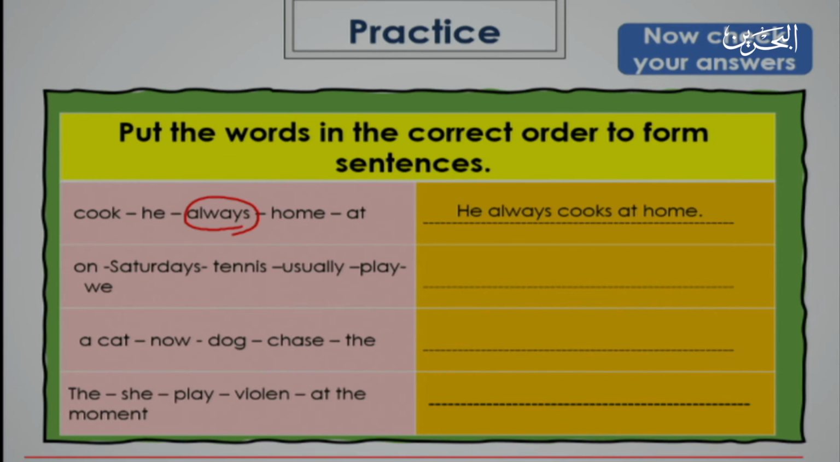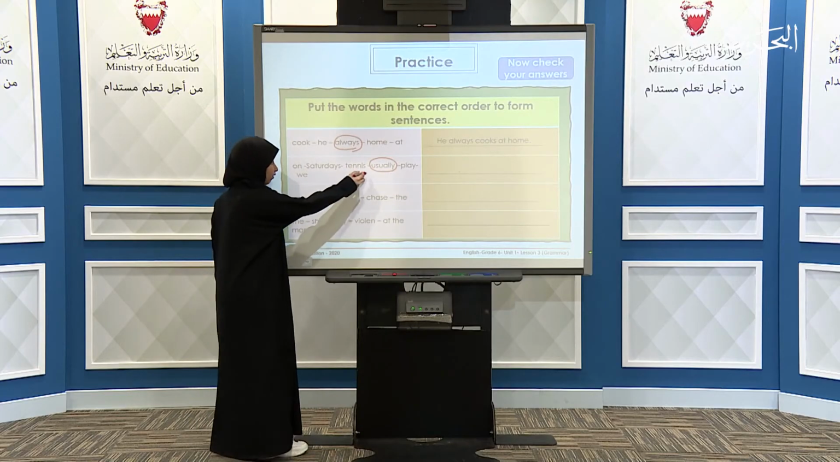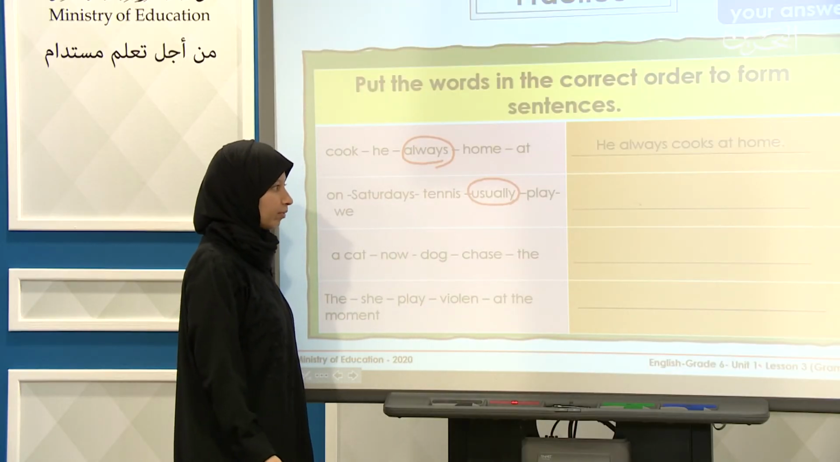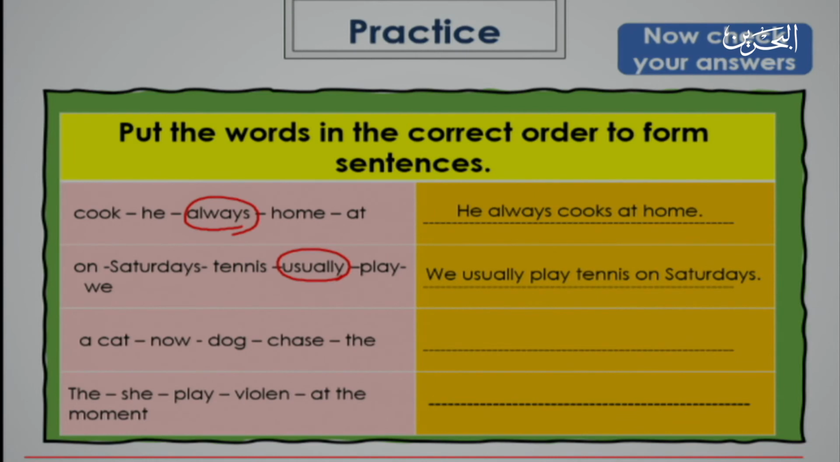The second sentence is on Saturdays, tennis, usually. This is the adverb of frequency. Play, we need to use the present simple tense as well because we have the adverb of frequency usually. We usually play tennis on Saturdays. This is the pronoun we. We have added the adverb of frequency, usually, play tennis on Saturdays, and at the end we put a full stop.